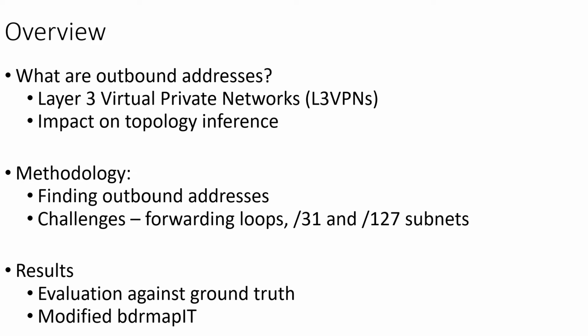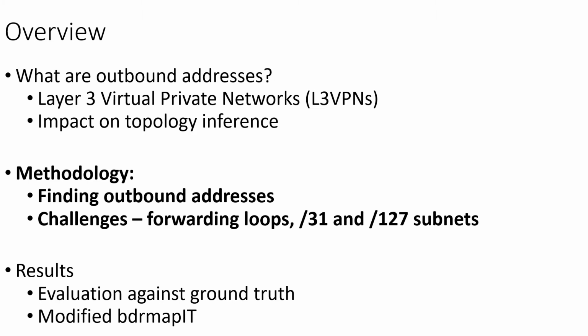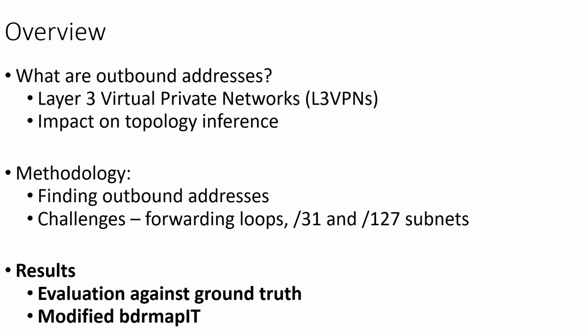So first, a quick overview of the talk. I'll start by covering what I mean by outbound addresses and how L3 VPNs are a primary cause of outbound addresses in traceroute, and I'll also show that outbound addresses can negatively affect traceroute analysis using real traceroute output. Next, I'll discuss the vrfinder methodology and go over some of the main challenges for finding outbound addresses. And then I'll end with some results.